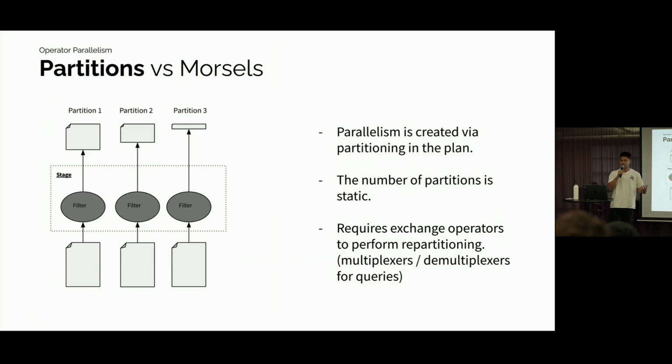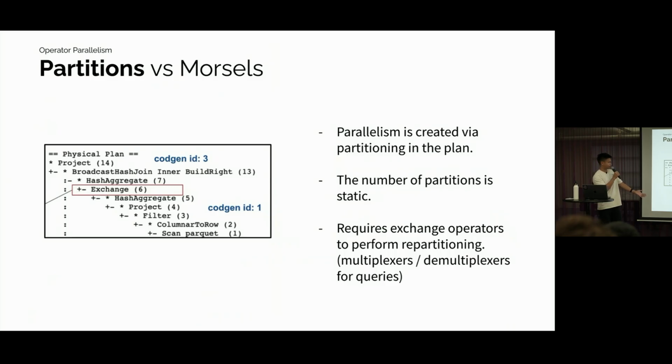I like to think of exchange operators as like multiplexers or demultiplexers for queries. So here's an example of a Spark query plan where you can see the plan puts in an exchange operator in order to change the degree of parallelism for that query.